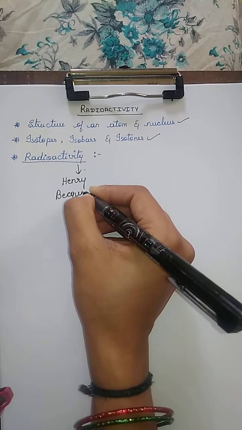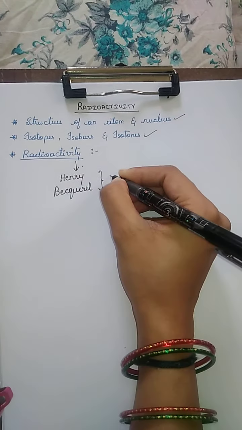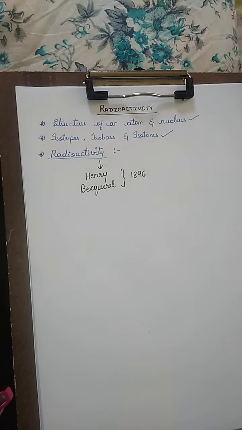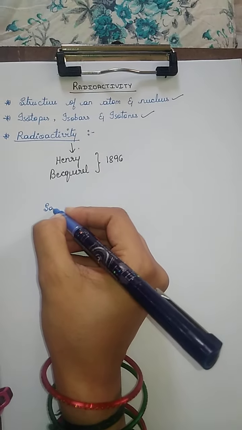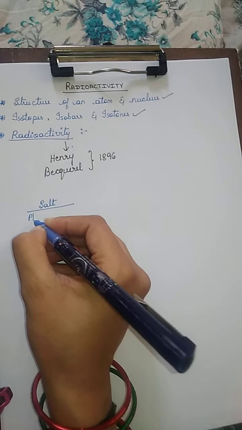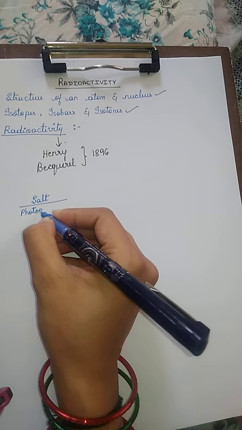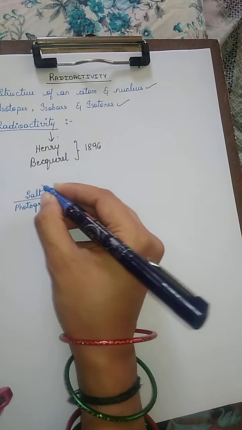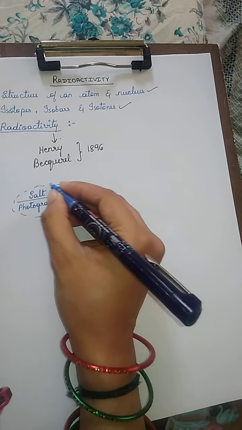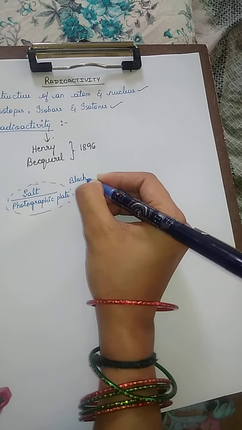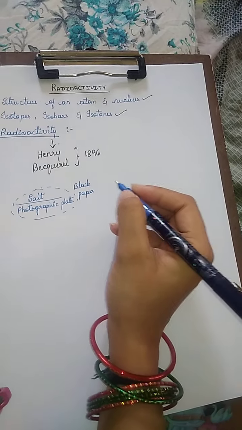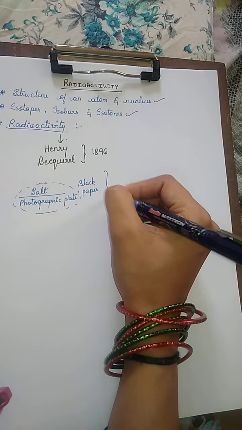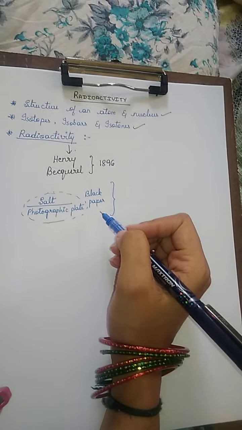Henry Becquerel in 1896. So what he did was, he took a little amount of salt in a photographic plate, and then he wrapped this completely with black paper. So the black paper was the cover here.